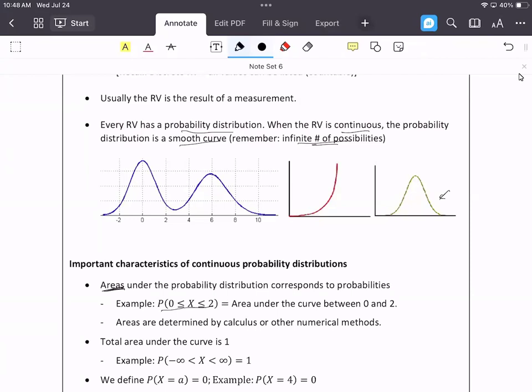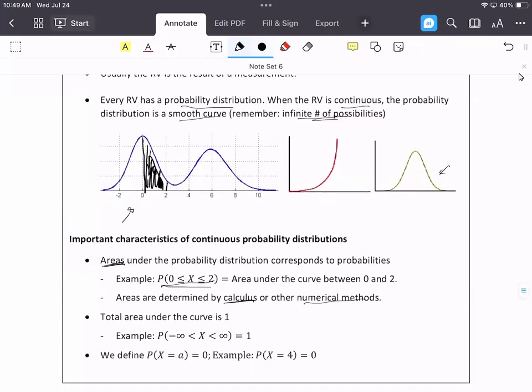So if we want to know the probability between 0 and 2, let's say on the blue up here, the area between 0 and 2, this area here, would be the probability of being between exactly 0 and 2. Now you can determine that area using calculus, that would be integrals, or other numerical methods, usually geometry, which would be finding the area of, let's say, a rectangle. Now the total area under the curve is 1, because remember, this is a probability distribution. So to be a valid probability distribution, the sum of all the probabilities has to be 1.